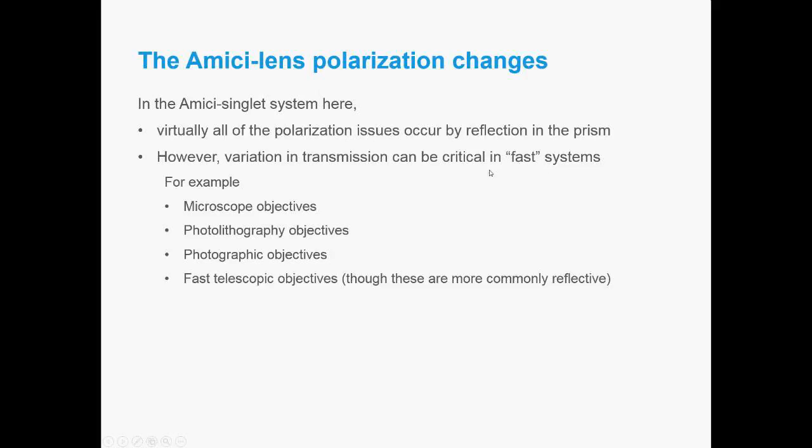By that I mean, for instance, high NA microscope objectives, very, very fast photolithography objectives, which is one of the key frontiers of challenge for this parasitic polarization science. In photographic objectives that are very fast, or simply that have extremely deep curvatures, like extremely wide angle lenses, for example. And in fast telescopic objectives, though you see this less often than reflective problems because so many telescopes are reflective designs, at least for the fast parts of the system, for the primary in particular.